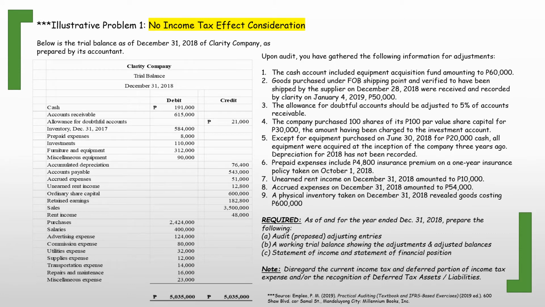As of and for the year ended December 31, 2018, prepare the following. Audit or propose adjusting entries, a working trial balance showing the adjustments and adjusted balances, statement of income, and a statement of financial position. Note that we will disregard the current income tax and deferred portion of income tax expense and or the recognition of deferred tax asset or liabilities.